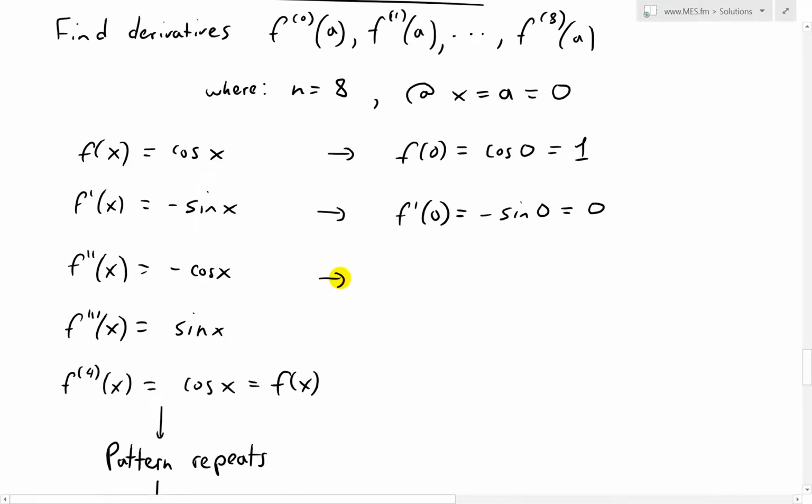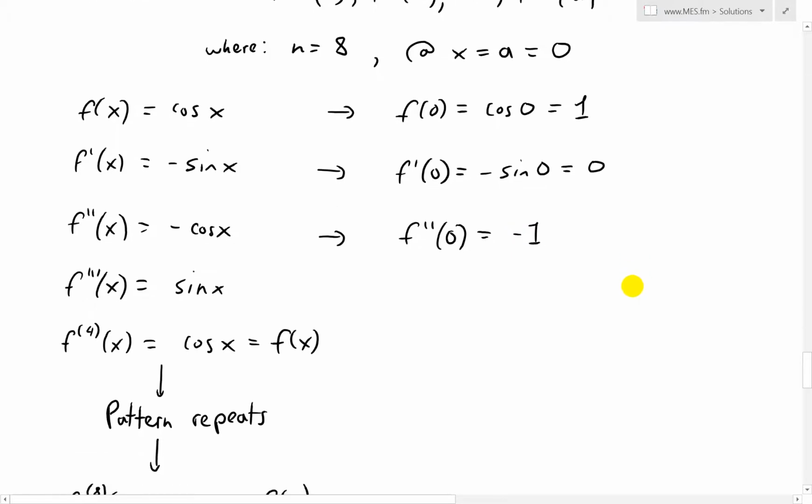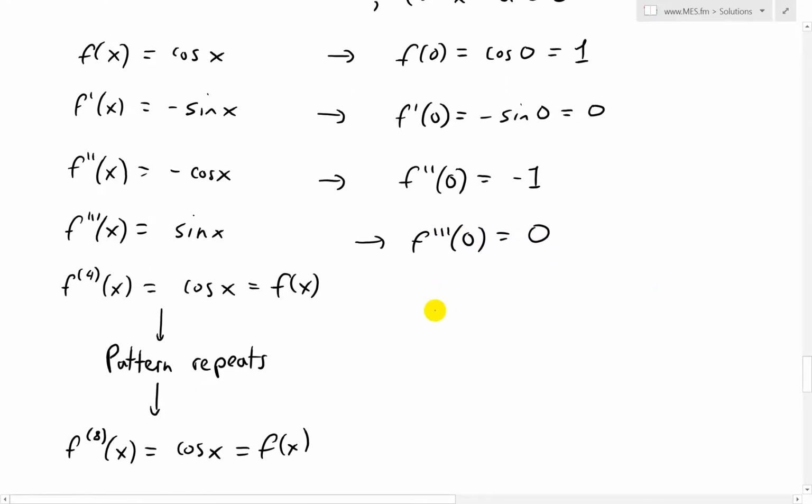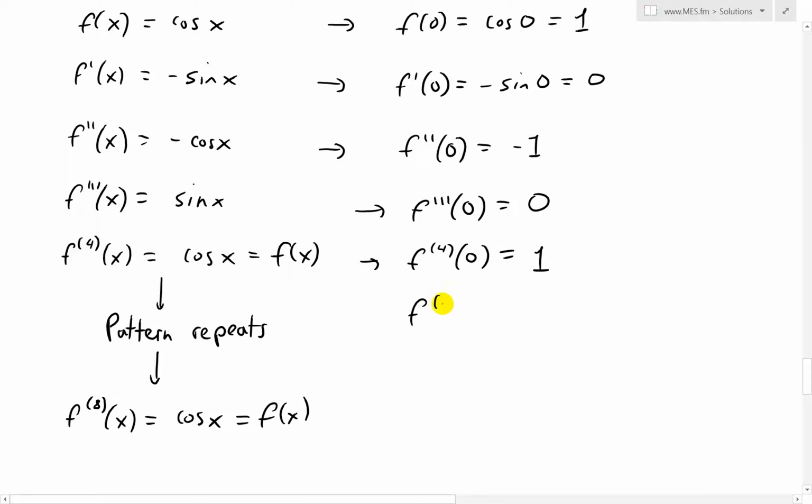And then likewise over here, negative, and then 1. So f double prime of 0 equals negative 1. And then we have over here sine, that's just going to be 0 again. f triple prime of 0 equals 0, like that. And then this one over here, we just put that inside, that's f of 4 of 0 equals, yeah, just plug that in, that's just a 1. So then notice how we've repeated. So we have 1, 0, negative 1, 0, and then 1, and then likewise the pattern will repeat.